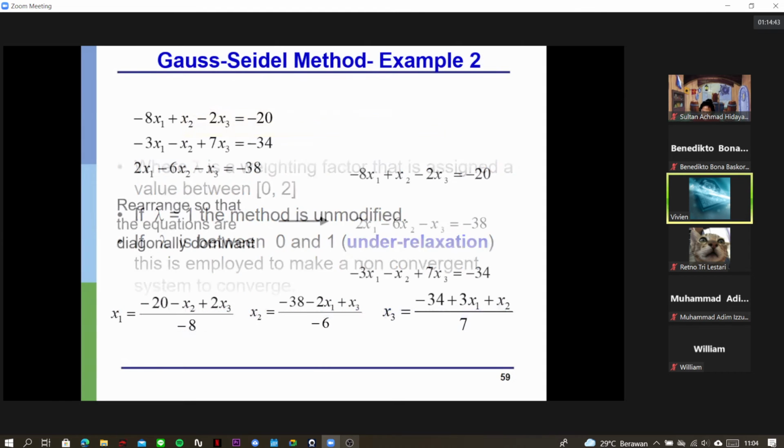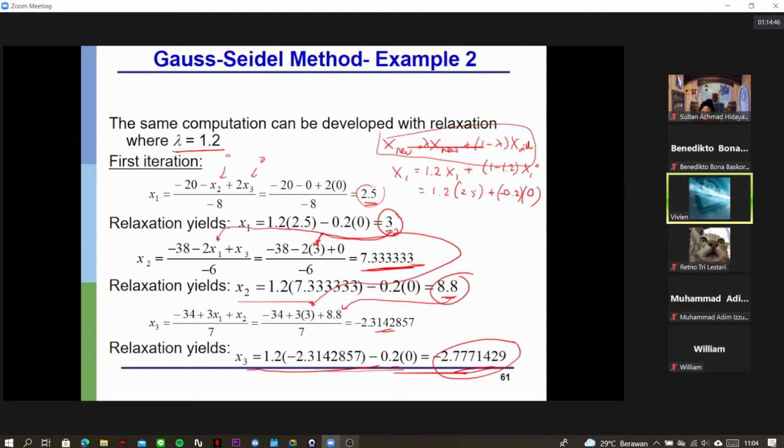Okay, so this is about the relaxation factor. Any other questions?